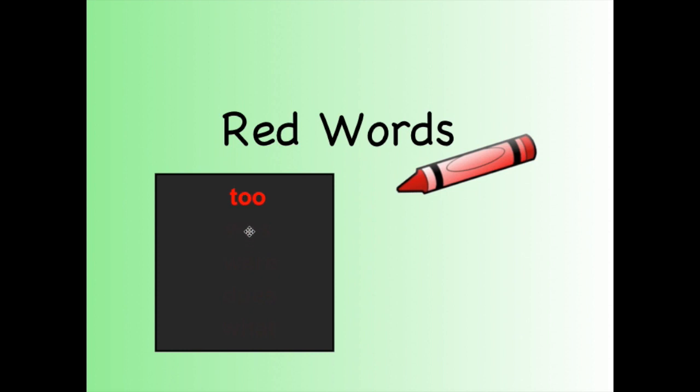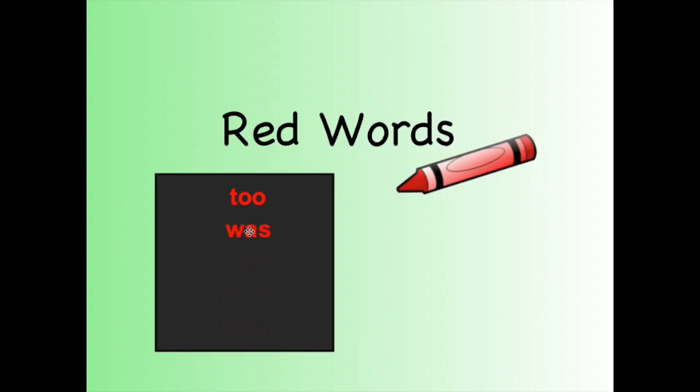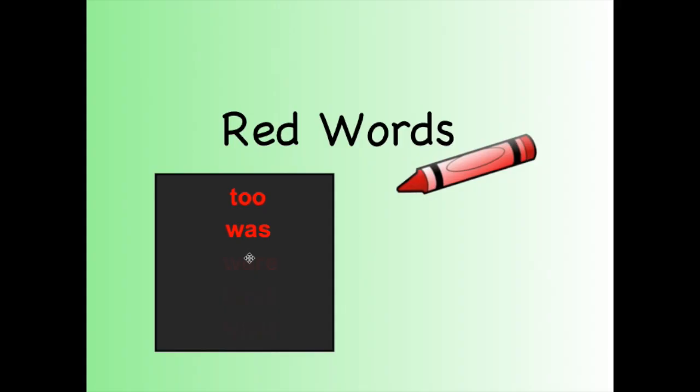Now write the word was. I was here before you were. Check your answer. Now write the word were. Both girls were my friends. Check your answer.